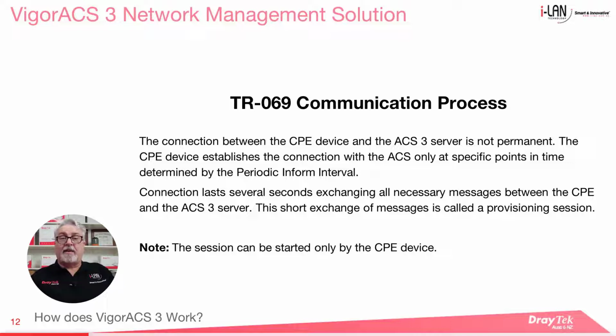However, the ACS server can send a request to establish a connection, that is a connection request, which makes the CPE device contact the ACS server. This connection request is used when changes in the configuration have to be deployed immediately. Instead of waiting for the CPE device to connect, the ACS server can inform the CPE in advance of a need to connect to the server and implement changes.